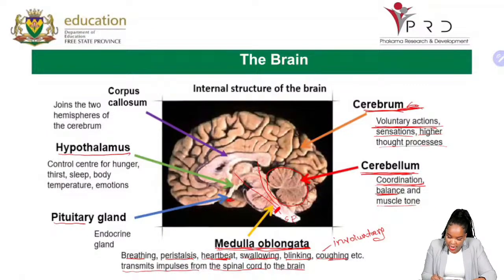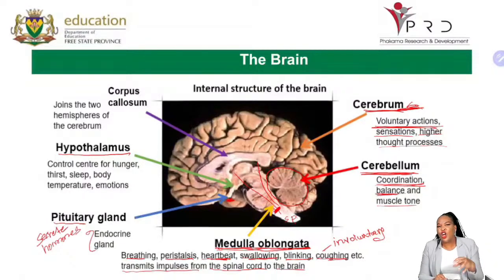And this pituitary gland forms part of the endocrine gland. Its main function is to secrete hormones. We will talk about the pituitary gland much more later when we are doing the endocrine system, to see which hormones are being secreted by the pituitary gland and where do they work or how do they function.